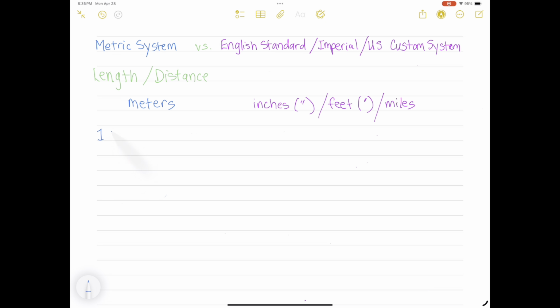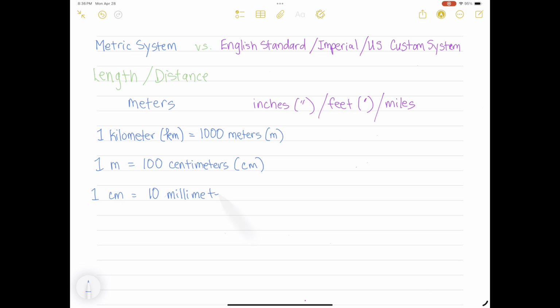1 kilometer, abbreviated as km, equals 1,000 meters, abbreviated as just m. 1 meter equals 100 centimeters, abbreviated as cm. 1 centimeter equals 10 millimeters, abbreviated as mm. And 1 meter equals 1,000 millimeters. So you can see the metric system uses a base 10 system.